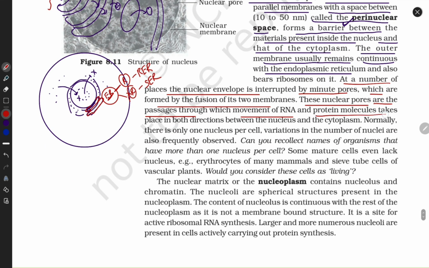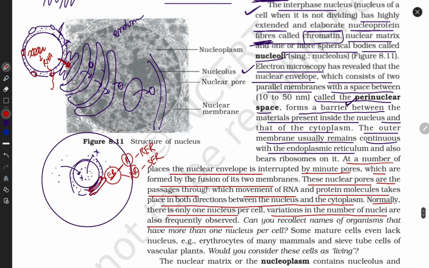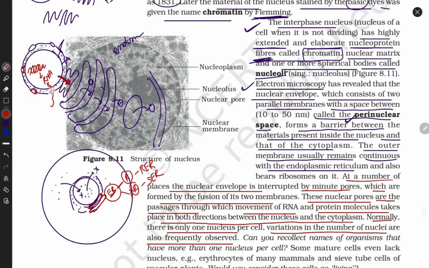Protein molecules move in both directions between the nucleus and cytoplasm. Normally there is only one nucleus per cell. Variation in the number of nuclei is frequently observed. What they want to say is that we know RNA comes out with the help of these pores. Any kind of signal or message comes out through this pore, but they require protein. They have protein on their membrane, inside or outside, and they transport these molecules with the help of the pore.